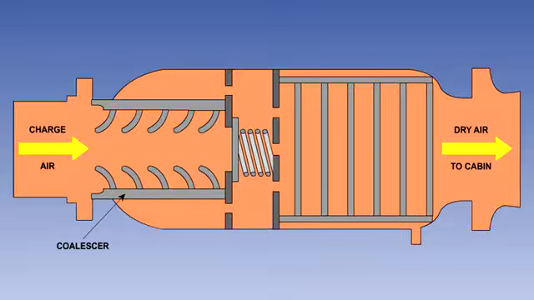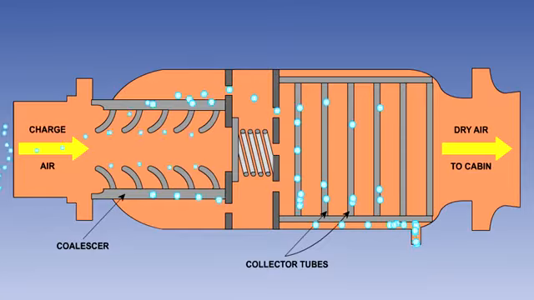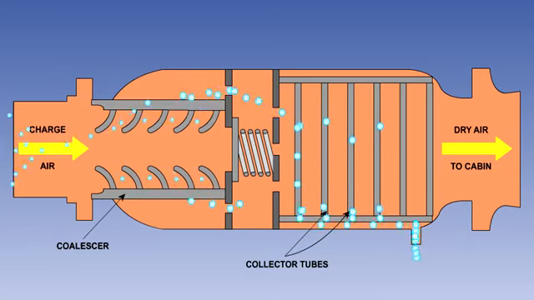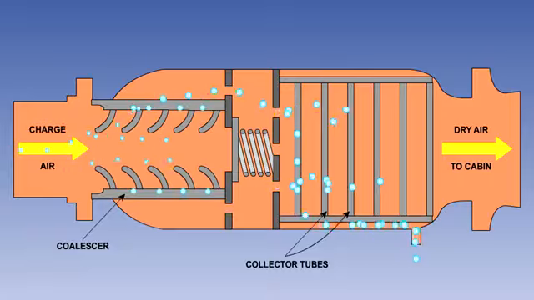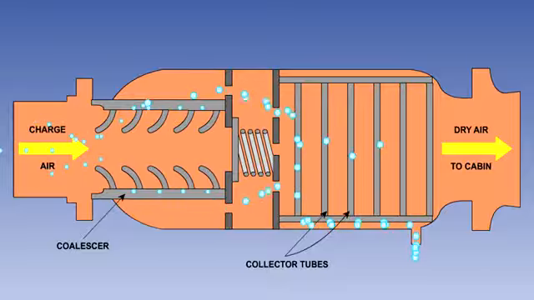The water separator consists of two parts, a coalescer and a series of collector tubes. When the air leaves the air cycle machine, the water will be in very small droplets, in the form of a fine mist. The purpose of the coalescer is to increase the size of the water droplets. It consists of a filter, normally of coarse wire gauze.